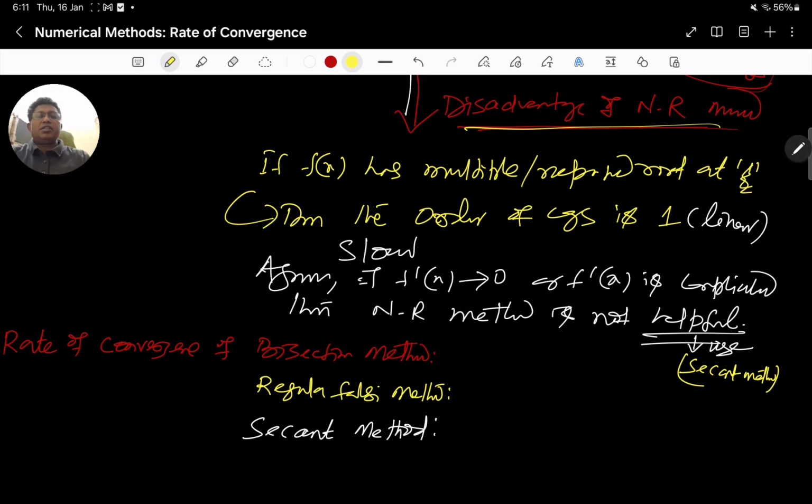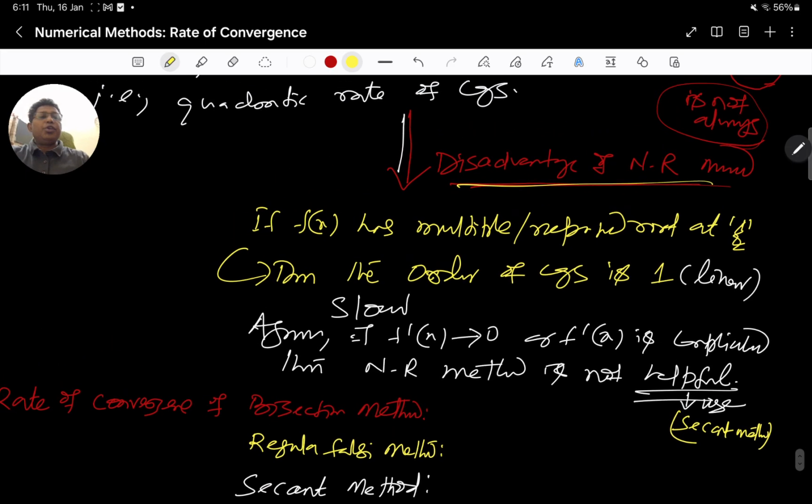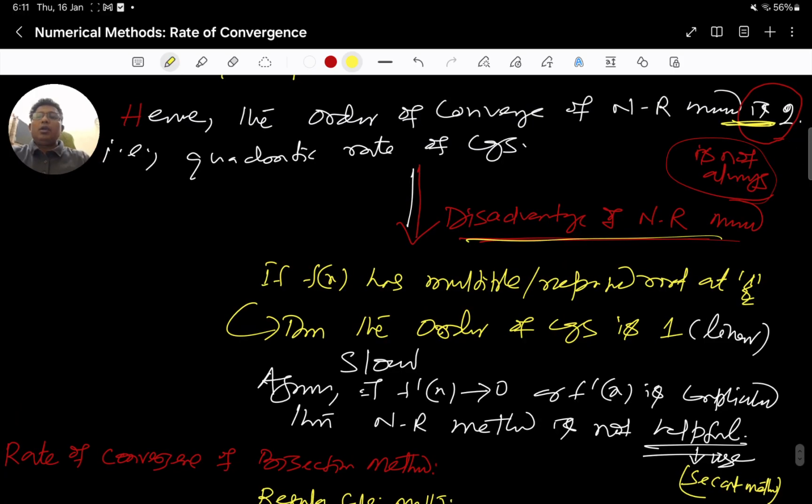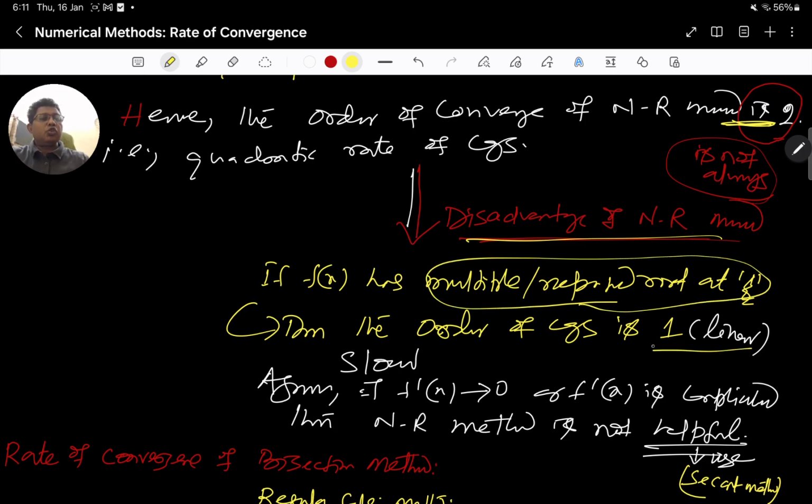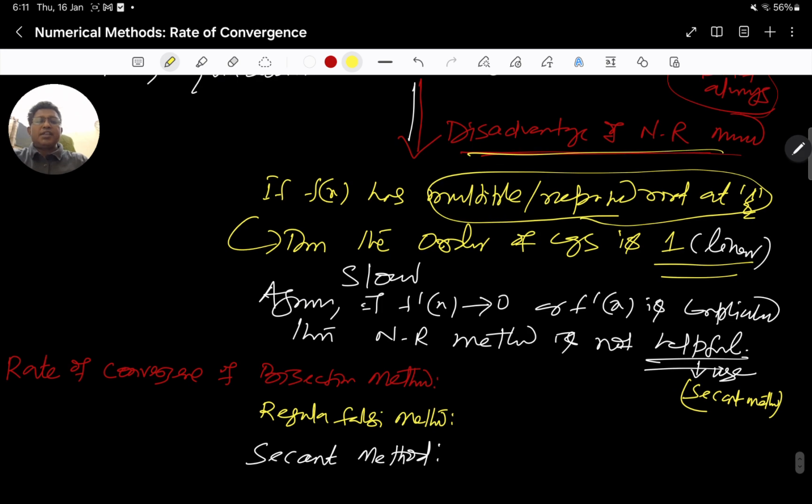The rate of convergence of NR method is 2 here, but whenever the root is a multiple root or repeated root, the convergence is linear, slow here. Moreover, if f'(x) tends to 0, the denominator is 0, or f'(x) is complicated to find out, then this NR method is not helpful. We use rather the secant method. However, in iteration method, the rate of convergence may be 1, maybe 2, maybe 3, maybe n, if we get a suitable φ(x). We know the condition: |φ'(x)| less than 1, so for iteration method we need |φ'(x)| less than 1.